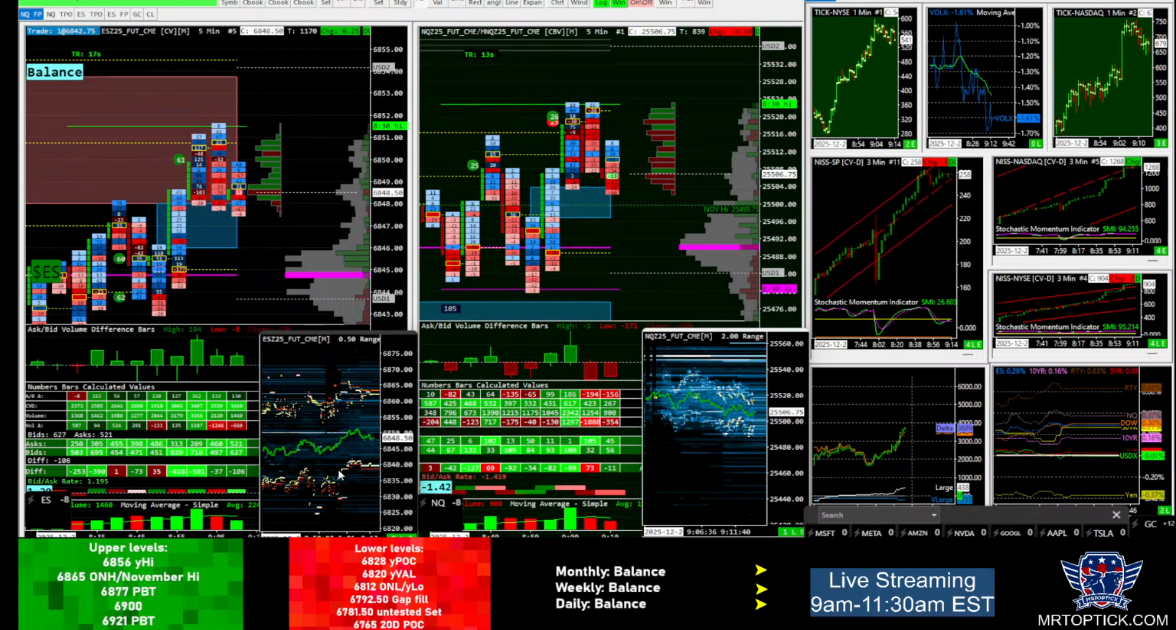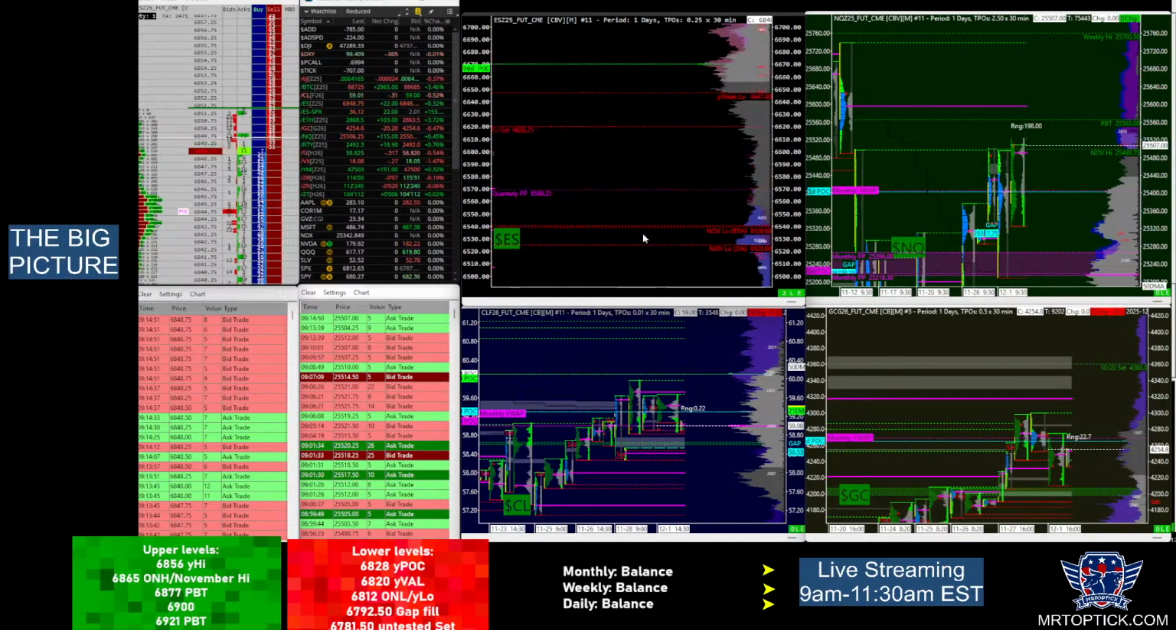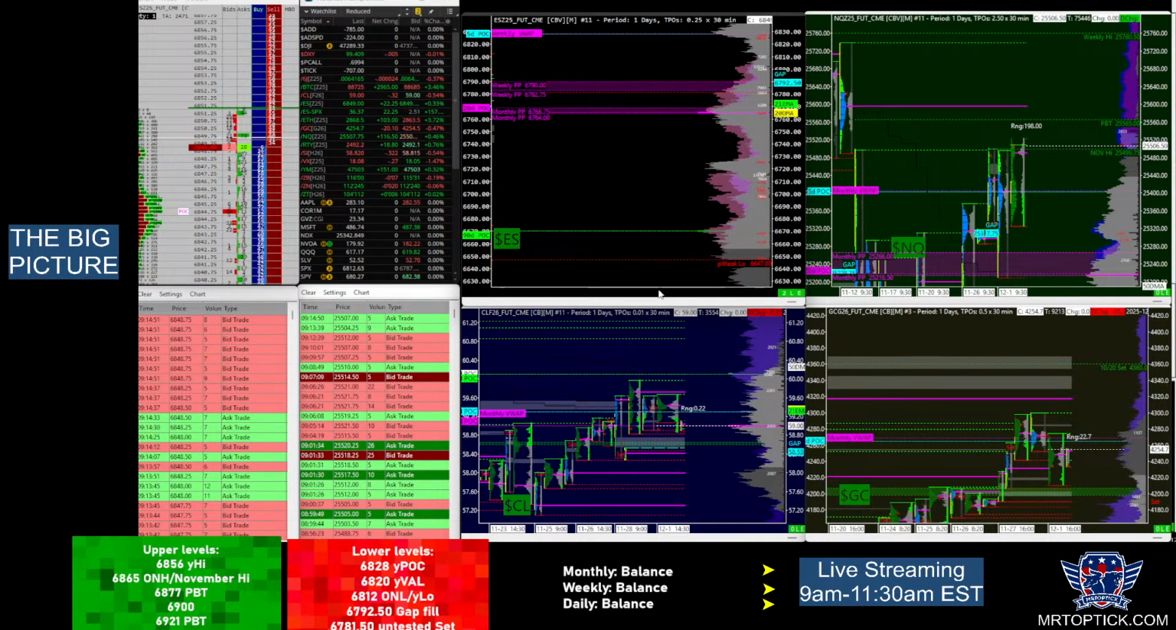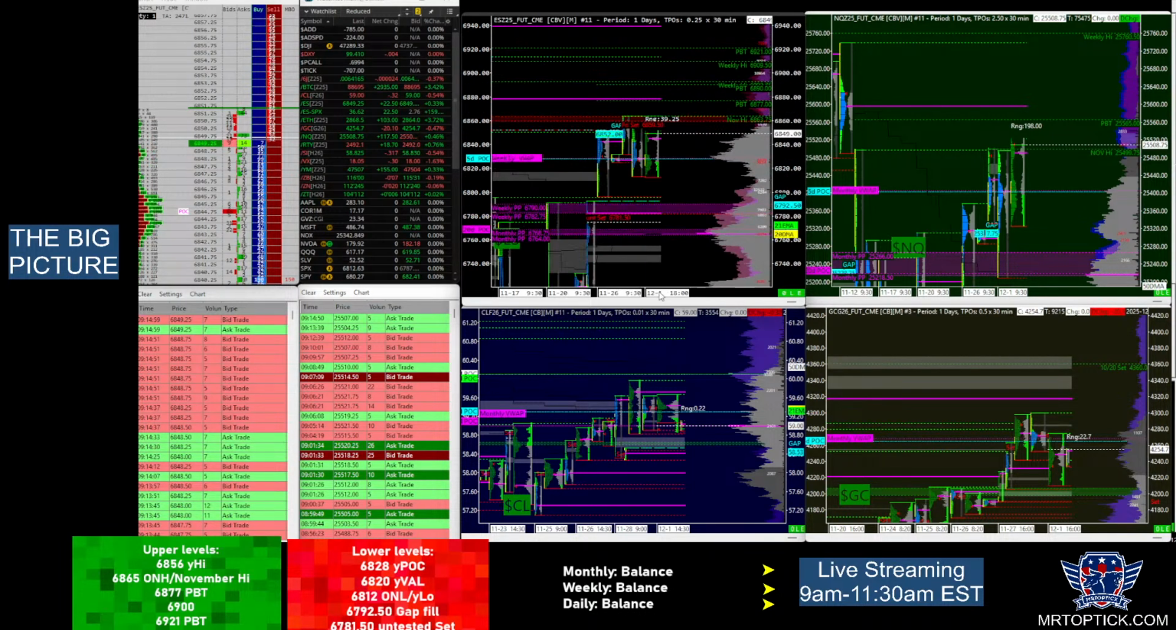more of a recipe for chop. Also, we're opening inside the range, so probably the best thing is to wait a little bit, let the initial balance get established, and see what the big money wants to do.